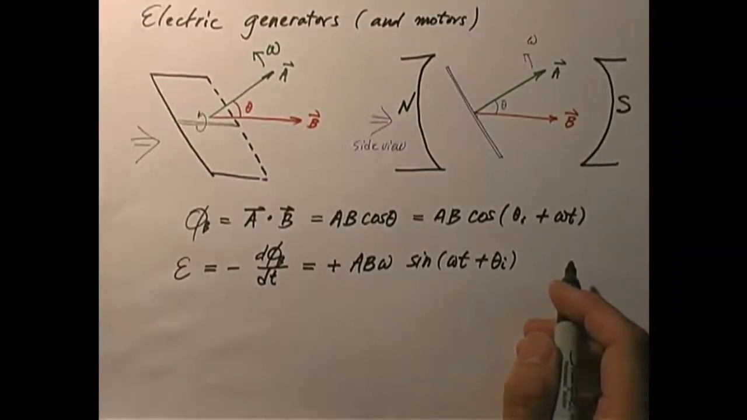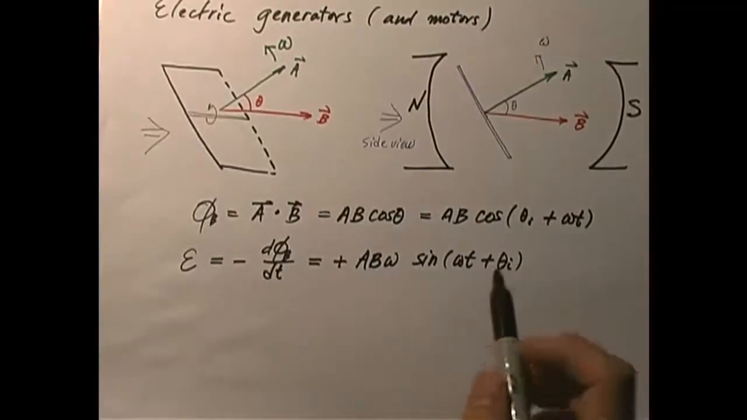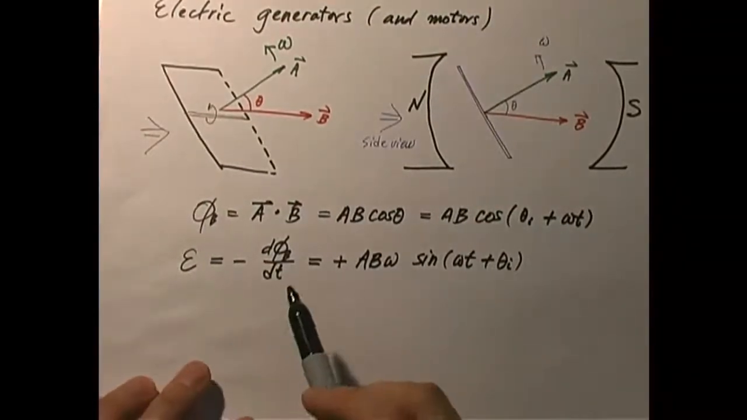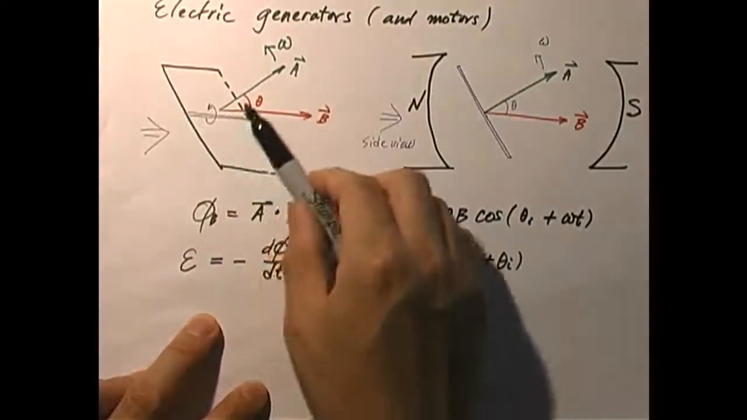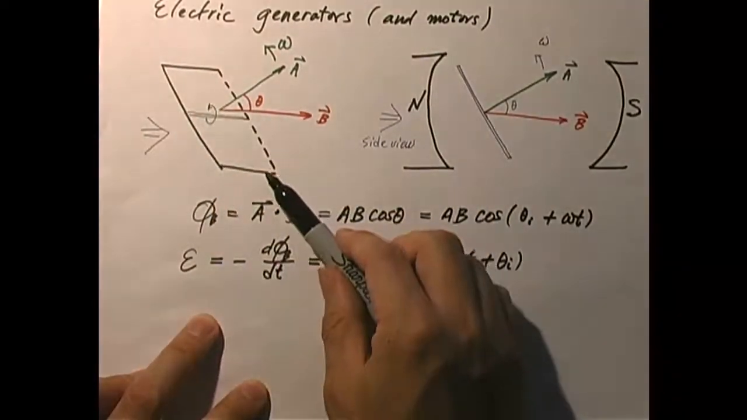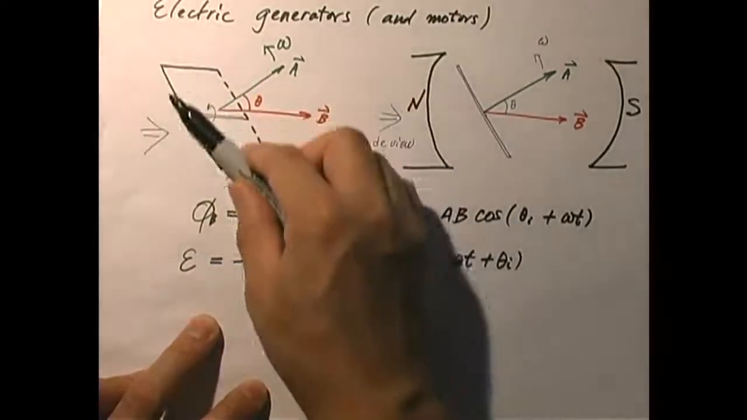Okay, now before I move on any further, I want to ask you this. What if there are more than one turn of loop? Right now I consider only one turn, right? What if I have one turn and then another turn?